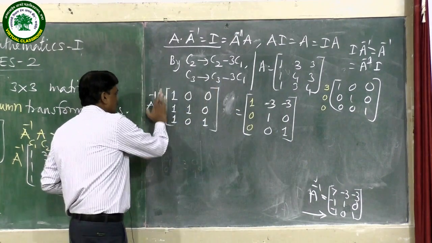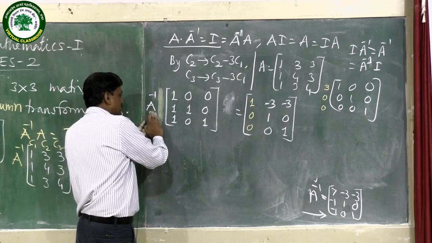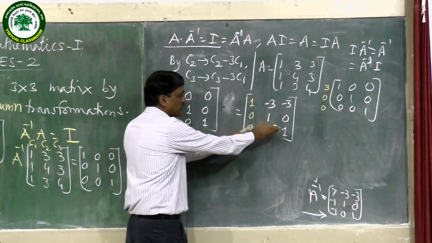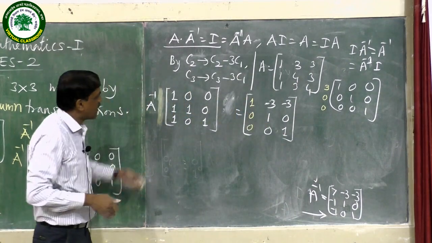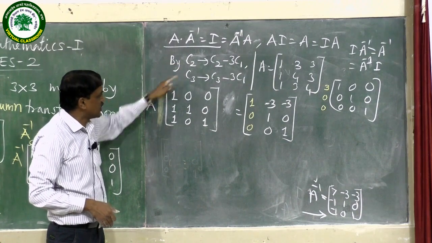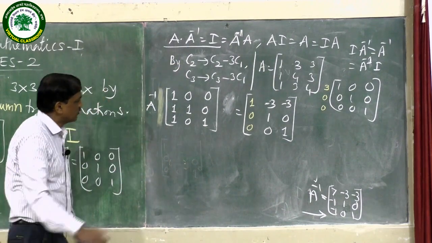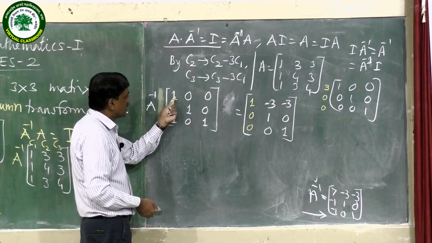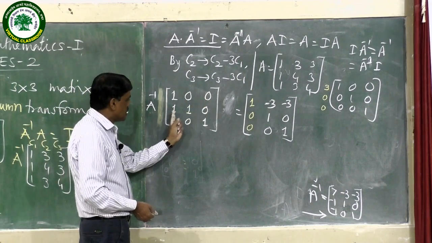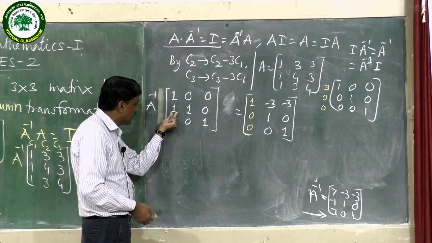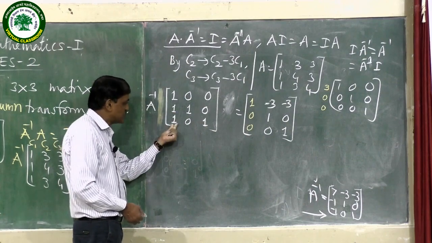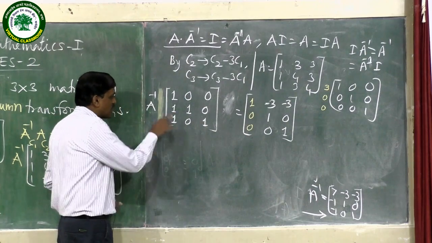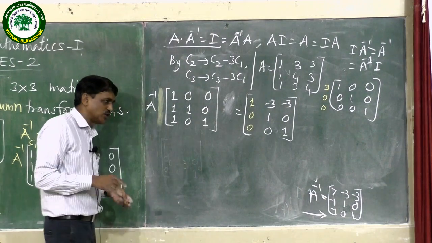See, A inverse into this matrix is equal to right side matrix. I perform these two column transformations on both sides. Now, what is remaining? Check here. What should be there? 1, 0, 0. 0, 1, 0. Now, we have to convert this 1 into 0 and 0, 0, 1. It means we have to convert these two ones into zeros.